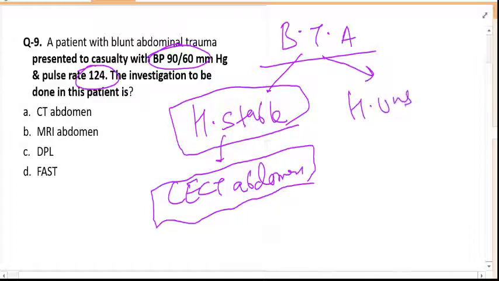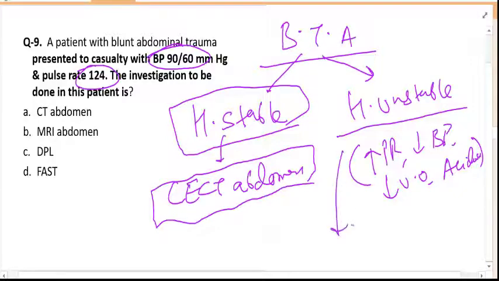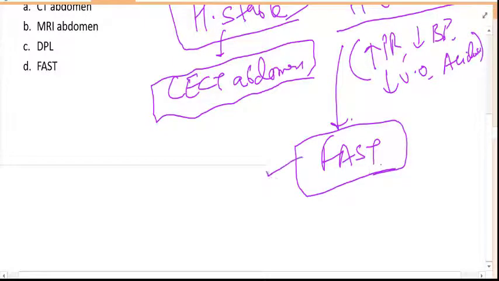If the patient is hemodynamically unstable, unstable means tachycardia, hypotension, decreased urine output or acidosis. If any of these things are there, the patient is hemodynamically unstable. In our question, the patient is hemodynamically unstable. In this case, the investigation of choice is FAST. FAST is focused assessment sonography in trauma. This is done by the surgeon only. You will not send the patient anywhere to radiology. This is done by the surgeon.